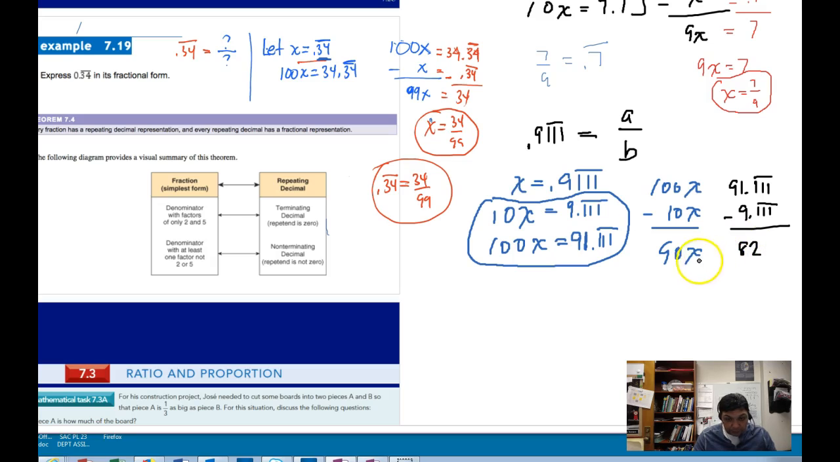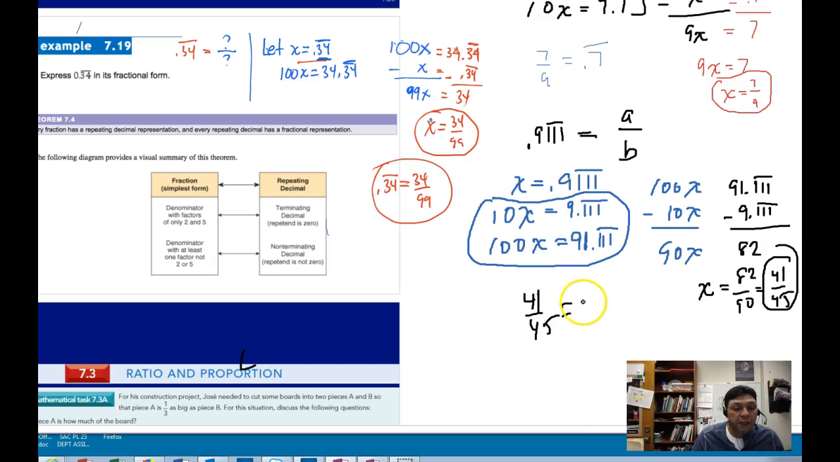So when you solve for x here, you get x equals 82 over 90, and that would simplify to 41 over 45. So if you get a calculator out and you go 41 over 45, you will see that that is equal to 0.9111 forever. And there you go.